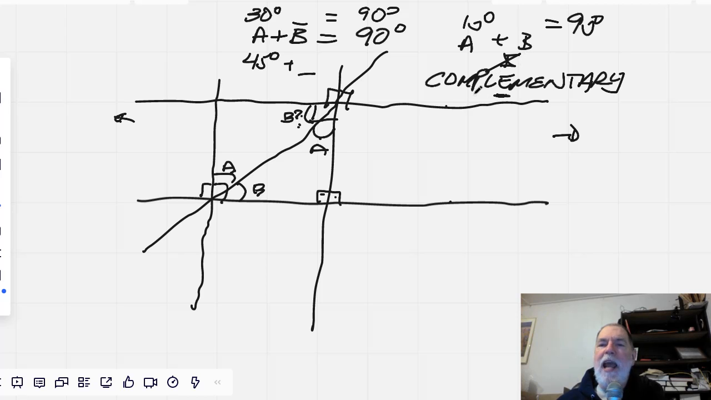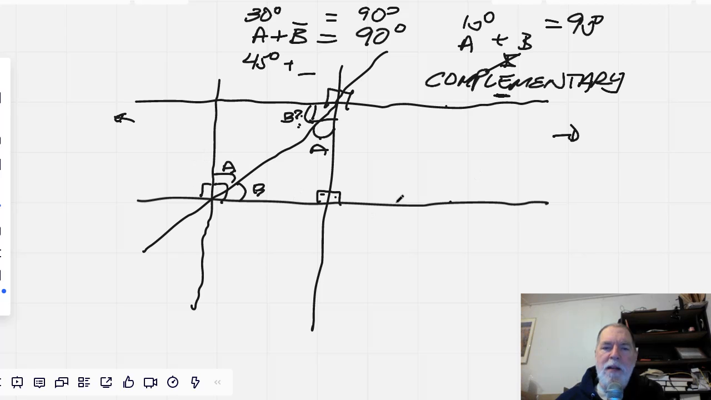So A isn't telling B what a nice suit it's wearing, and B isn't telling A how clever it is. It's not that kind of complementary. They are complementary in that they both add up together to 90 degrees.